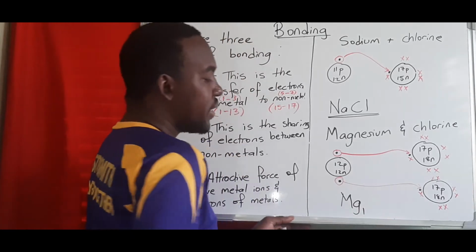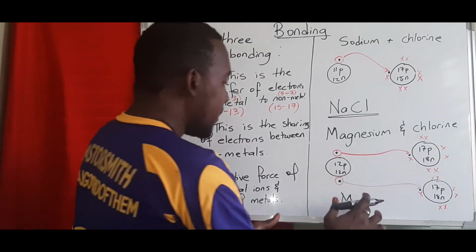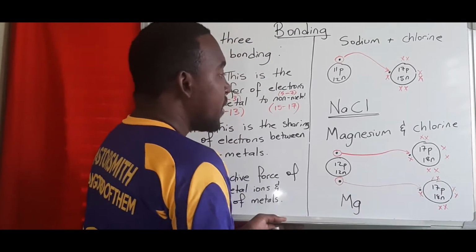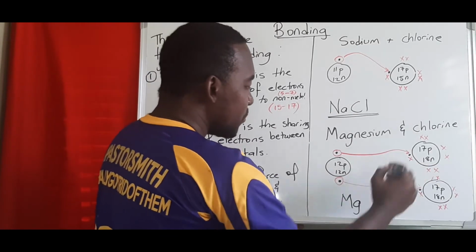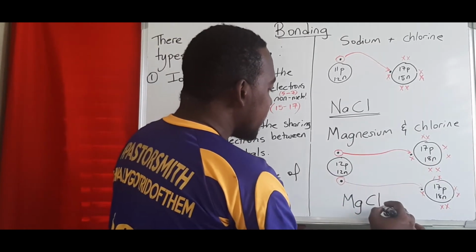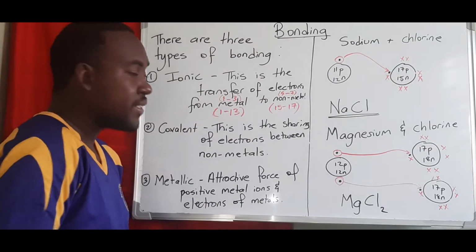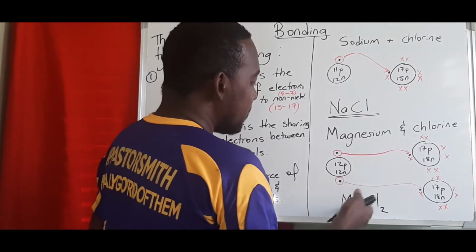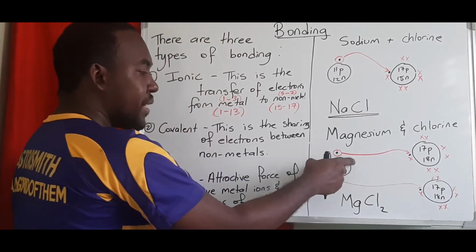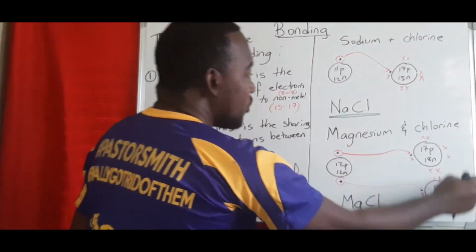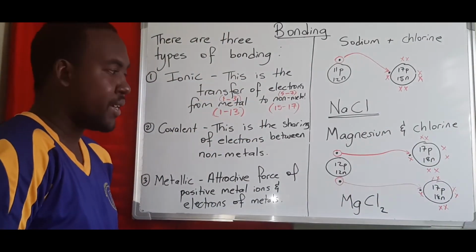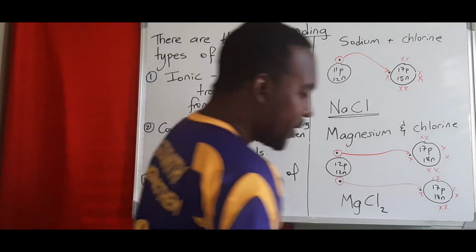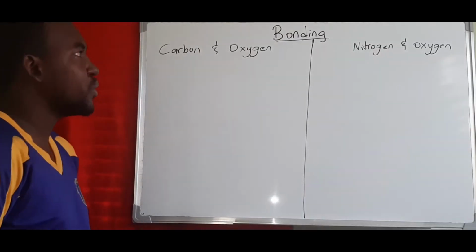So we don't put the 1 there because it's just 1, right? So it's Mg, right? And then we use 2 chlorine, so that is Cl2, right? So magnesium chloride is MgCl2 because we use 1 magnesium to bond with 2 chlorine, right? Let's do the next. All right, so we're going to do 2 more, right?